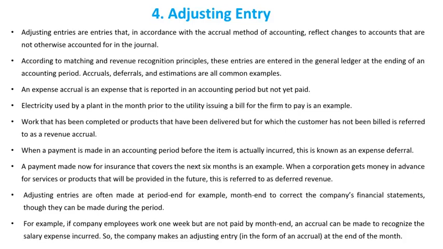Adjusting entries are often made at period end, for example, month end, to correct the company's financial statements, though they can be made during the period. For example, if company employees work 1 week but are not paid by month end, an accrual can be made to recognize the salary expense incurred. So, the company makes an adjusting entry, in the form of an accrual, at the end of the month.